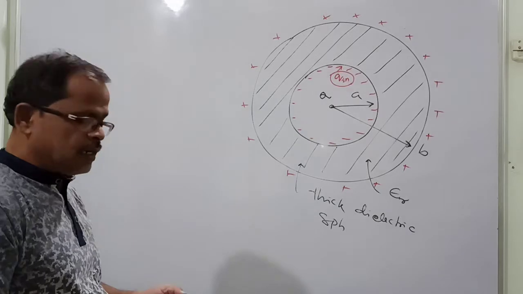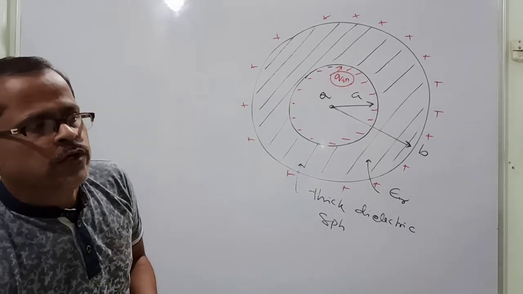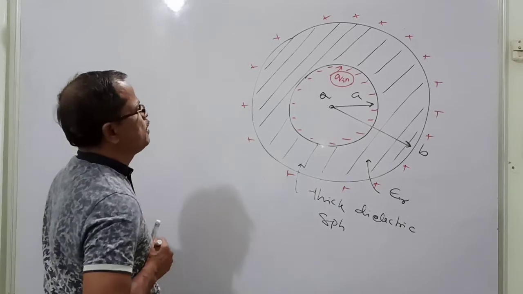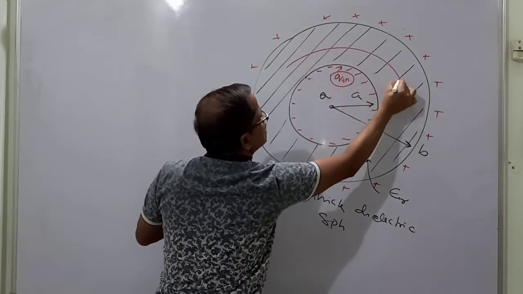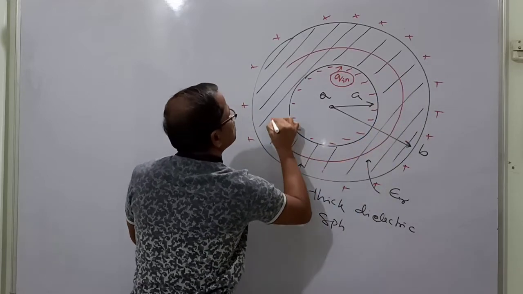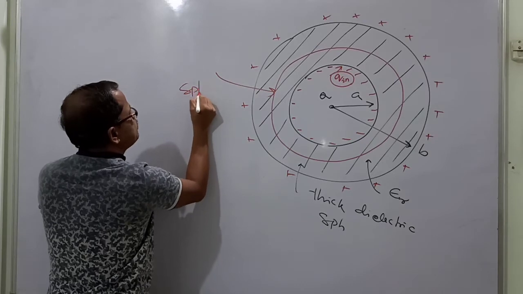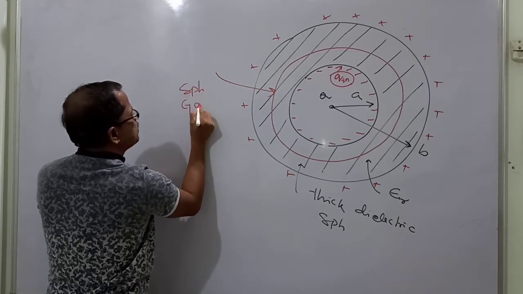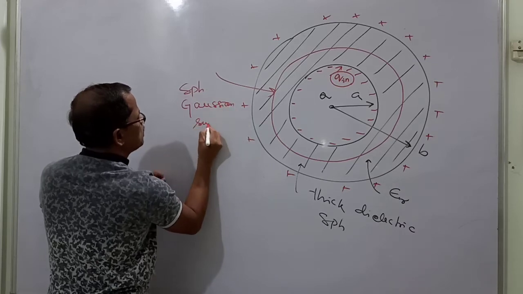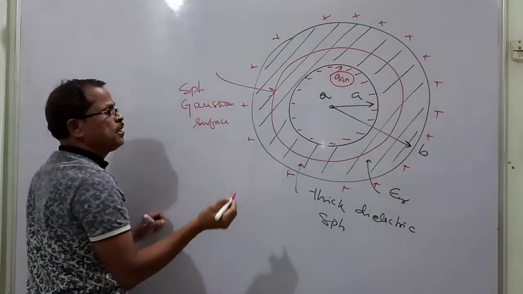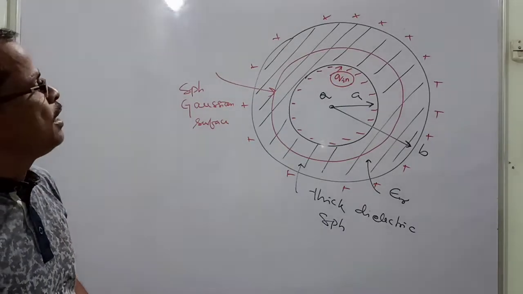The important part is that we have to apply Gauss law. So according to Gauss law, let us take a Gaussian surface. Let's say this is a spherical Gaussian surface. Then applying Gauss law, we can find out the induced charge.